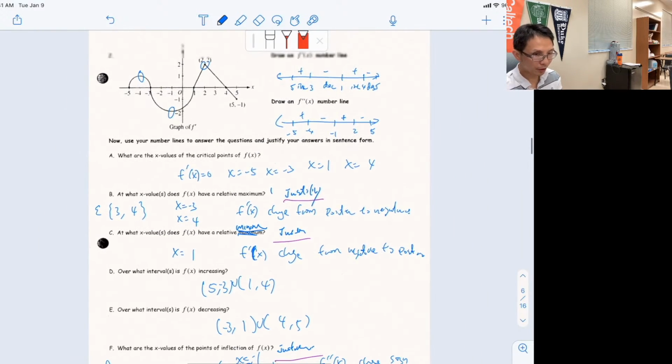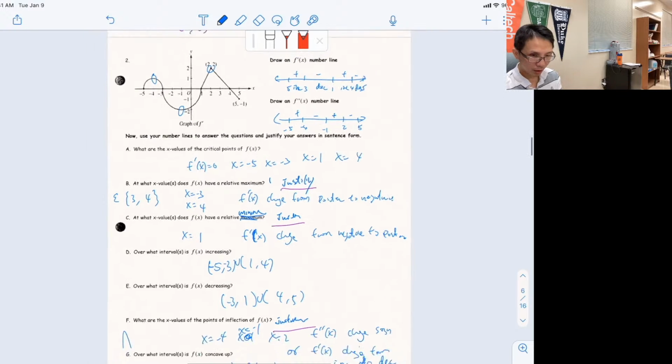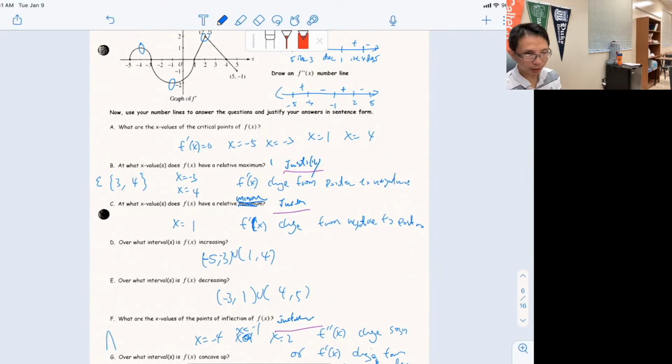And for increasing, I just follow the number line. Once you have the number line done, you just have to say -5 to -3 and 1 to 4, because that's increasing. And you're going to do a union. Union is like a U symbol. So usually you do a union of this interval and this interval. And decreasing is going to be -3 to 1, union 4 to 5. Any questions so far? It's good. Inflection point is at x equal to -4.